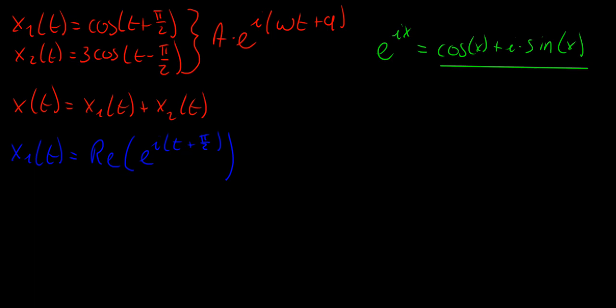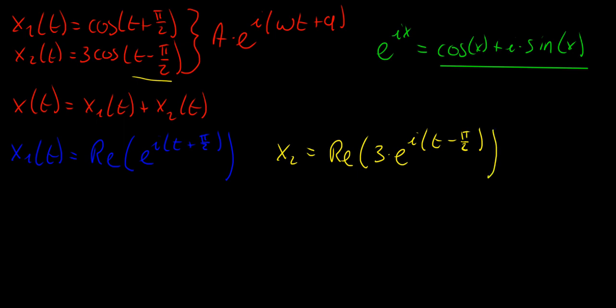And that's it for x1. For x2, rewriting it is saying we are looking at the real part, and we have 3 times e to the power of i, and filling in what is inside the brackets here, we just get t minus pi divided by 2. It's very straightforward, like this.